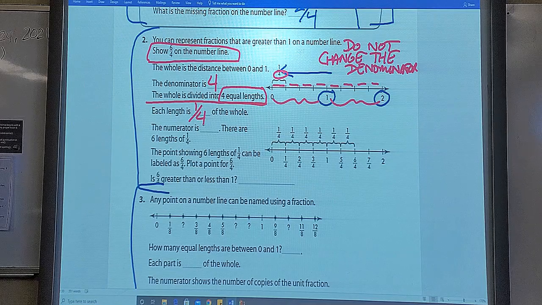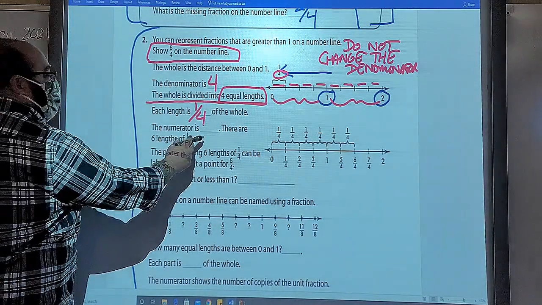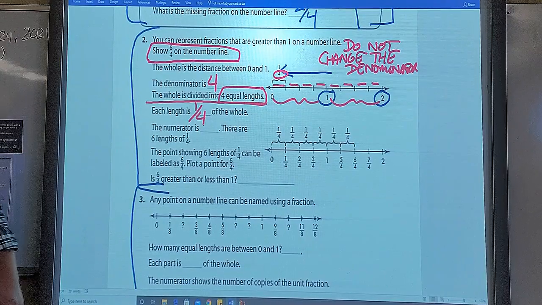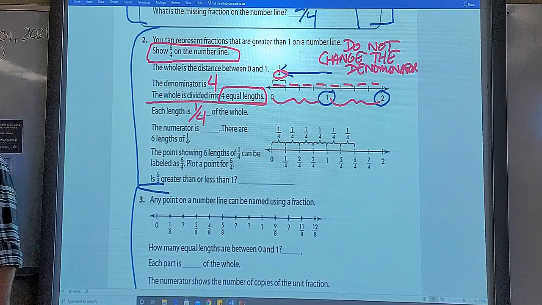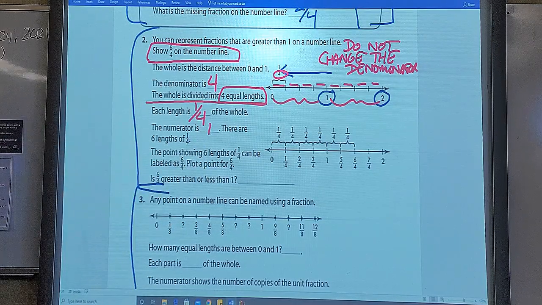Ariana? 1/4. 1 out of 4. It's the same thing. We're just looking at it on a number line. The numerator here is what? Jack? 1. The numerator is 1. That's our top number.